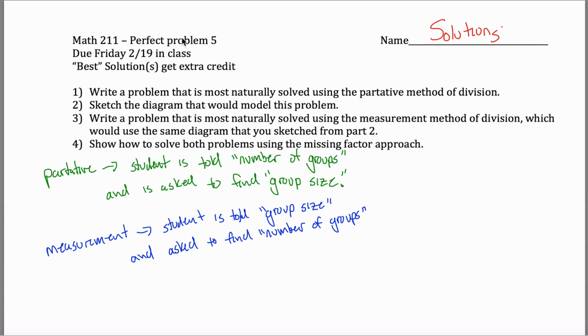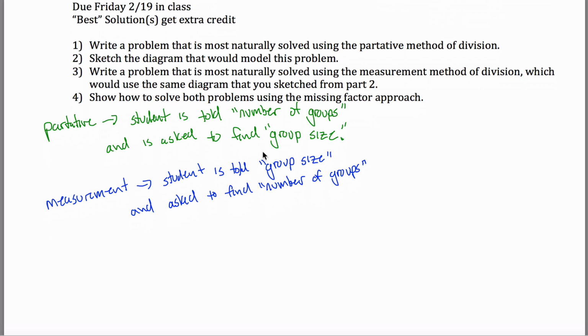All right, here are solutions for perfect problem 5 from math 211. In this problem, we're getting into the difference between modeling division with the partitive method versus the measurement method of division. So in one here, you have to write a problem that is most naturally solved using the partitive method of division. So here's kind of my shorthand for it.